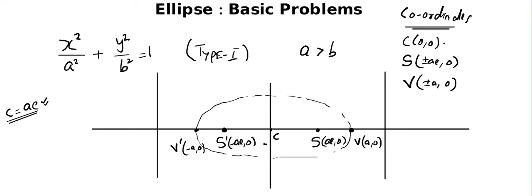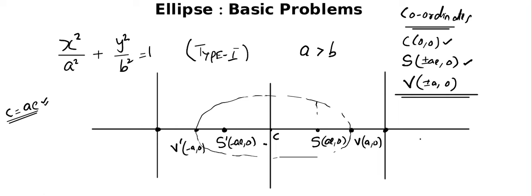So remember, the center is the origin. The foci are given by plus or minus c, 0 where c is ae. And the vertices are plus or minus a, 0. Now, if you want, you can learn these coordinates by heart. And if you want, you can learn by heart the ends of the latus rectum. But right now, don't worry about these things. Now, let's focus on the equations.